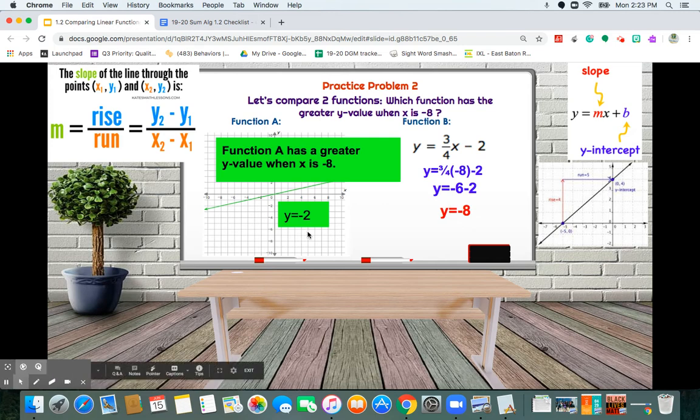So when you're finding the y value when given an x value, remember, you can simply look at your graph or you're going to substitute your value into your equation.